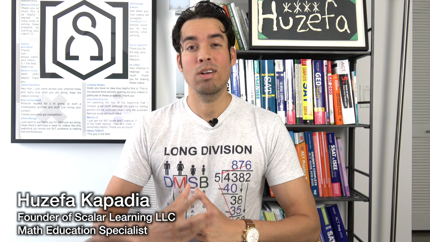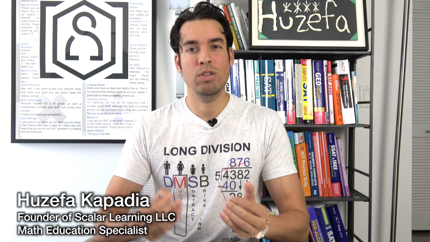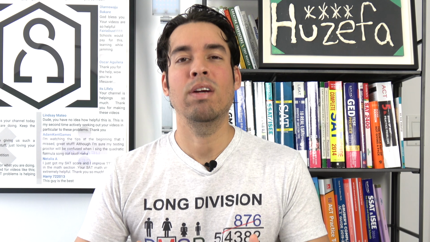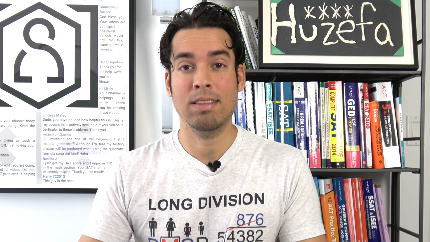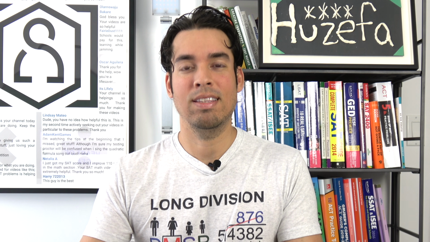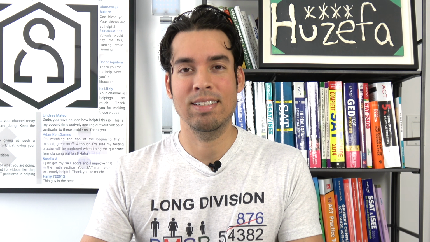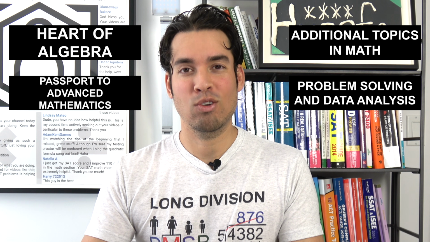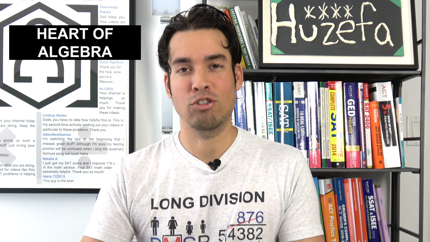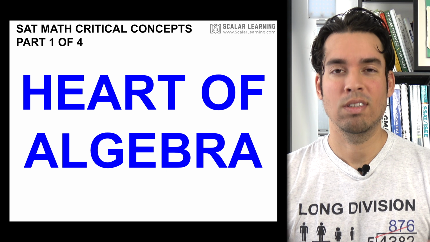This one is part one of a 4-part series covering all of the critical concepts for the math portions of the SAT. This breakdown is done in accordance with the Khan Academy categorization of math topics. Khan Academy has placed the different topics of math on the SAT into 4 broad categories, and today we're going to cover the first category, which is the heart of algebra. Without further ado, let's jump into it.